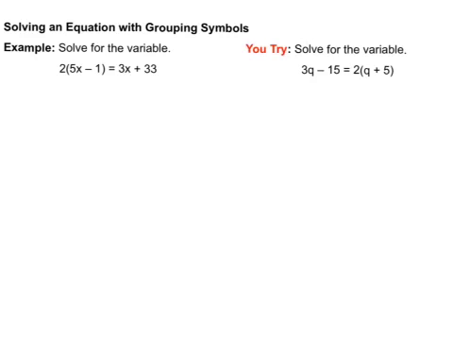Next, we're solving for the variable with variables on both sides of our equation and distributive property, which we learned about last week. And so in our steps to solve, the first thing we're always going to do is distributive property. If we see it, that's what we need to do first. So I'm going to end up with 10x minus 2 equals 3x plus 33. And now, even though we have variables on both sides, we still follow our steps. Put all the variables on one side, all our constants on the other.